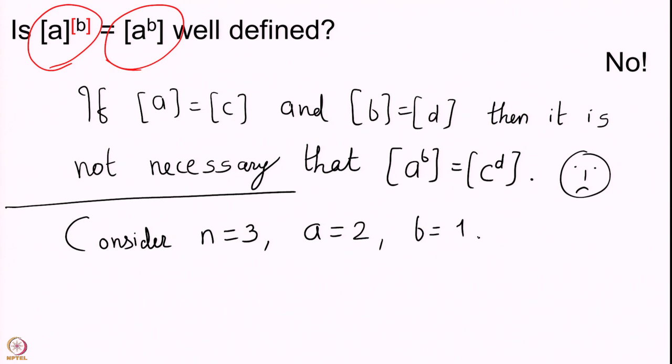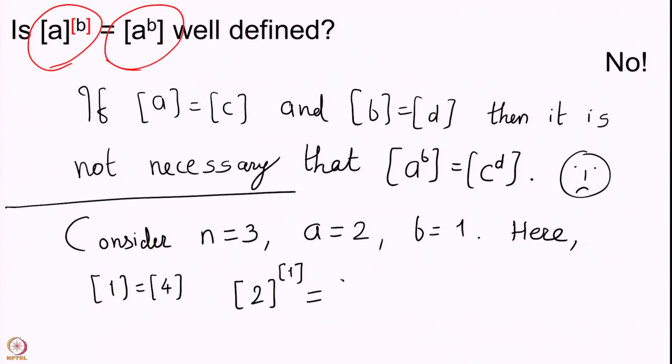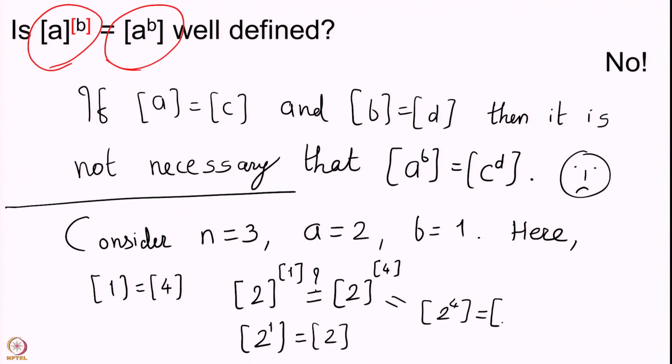Okay. Now, modulo 3, the class of 1 is the class of 4, because 1 is congruent to 4 modulo 3. And now, if I want to take the power of this, we want to know whether these two are the same. This is class of 2 power 1, which is class of 2. And this, on the other hand, is class of 2 power 4. 2 power 4 is 2 into 2 into 2 into 2, which is 4 square, which is 16. And since your n is 3, class of 16 is class of 1.